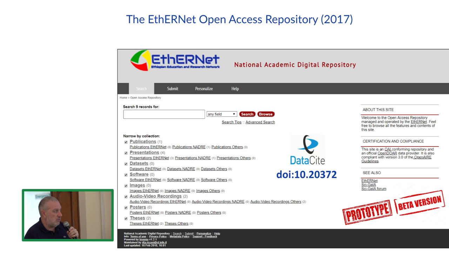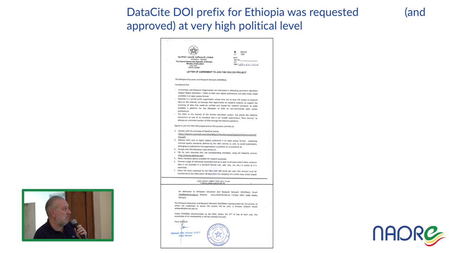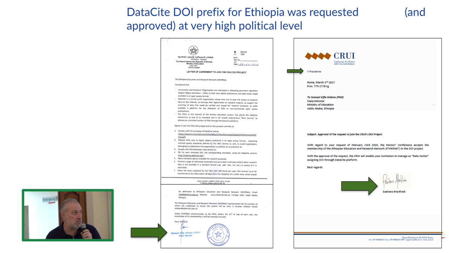And what is very important, we also managed to have the Ministry of Education hold a digital object identifier prefix. The Minister of Education asked the Conference of the Rectors of the Italian Universities, which is a member of DataCite. DataCite is an international organization that issues DOI prefixes. So the Minister of Education asked to get a prefix for Ethiopia, and the prefix was done. The prefix is 10.20372.